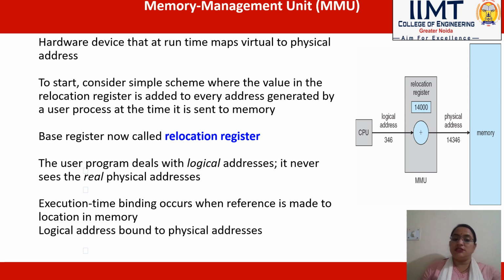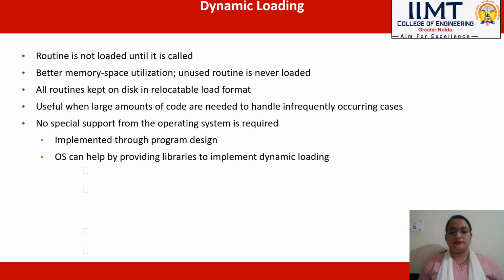To start, consider a simple scheme where the value in the relocation register is added to every address generated by a user process at the time it is sent to memory. In this diagram, the CPU generates logical address 346, and the logical address value is added to the relocation register and mapped to the main memory.